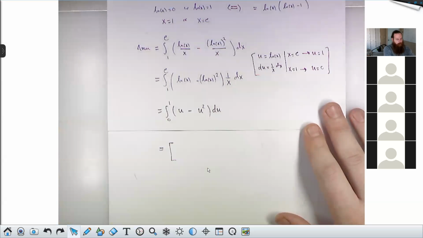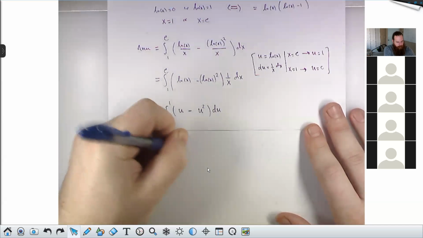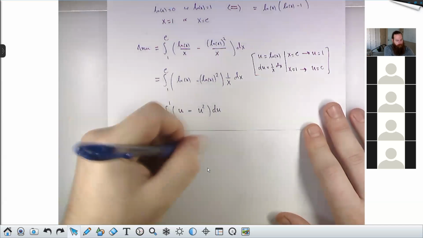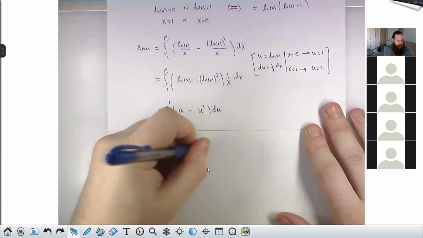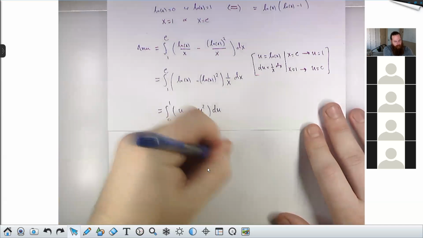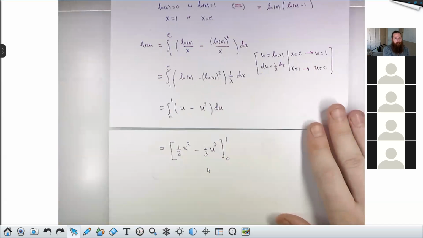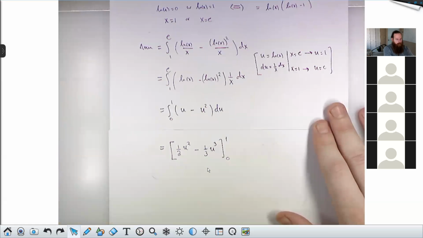Take my antiderivative. Antiderivative for u is 1/2 u squared minus an antiderivative for u squared is 1/3 u cubed, and I'll evaluate that between those new bounds, 0 and 1. The magic of changing your bounds, you don't have to go back to the old variable.